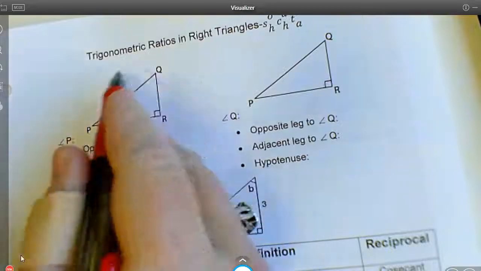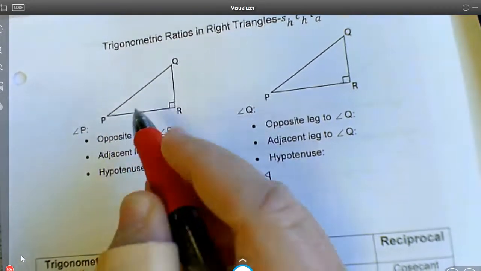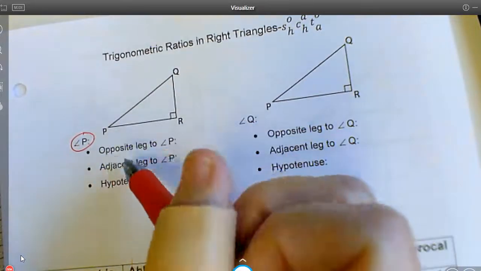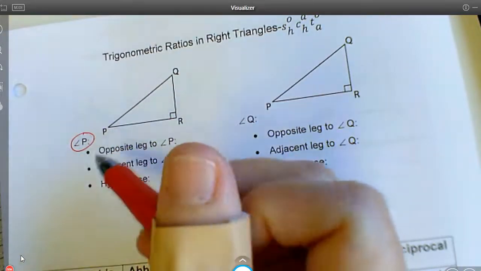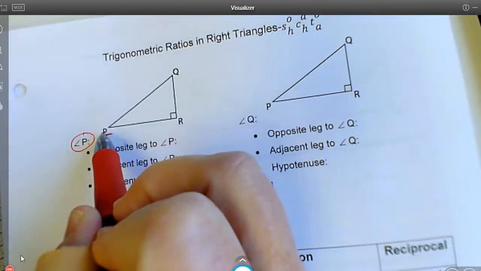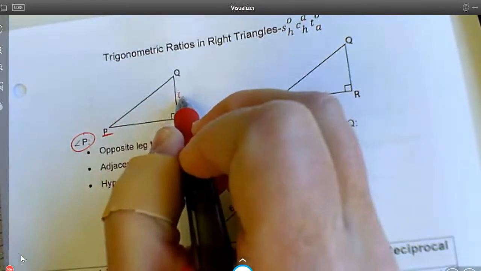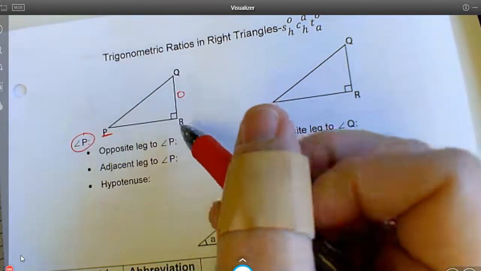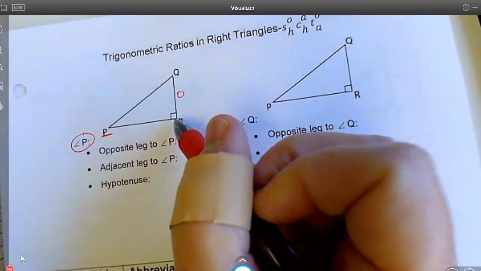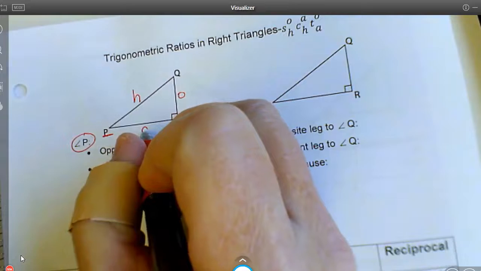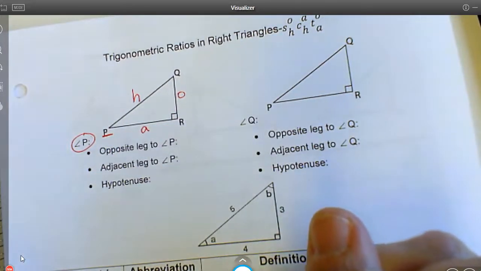So, let's say that we're talking about this triangle right here, and angle P is our starting angle. Okay? We're going to first label the triangle. Okay? We're starting with angle P. So here's angle P. So where's the opposite side of angle P? Opposite, over there. After I label the opposite side, I usually label the hypotenuse. The hypotenuse is across from the 90. So if this is the 90, this is the hypotenuse. And the other side is the adjacent side. Adjacent is just the extra side there that's not opposite. Okay?